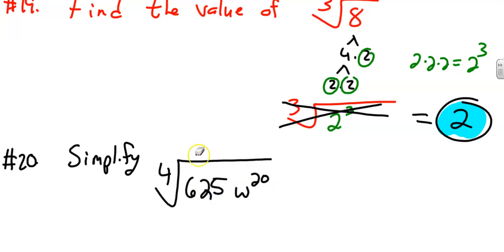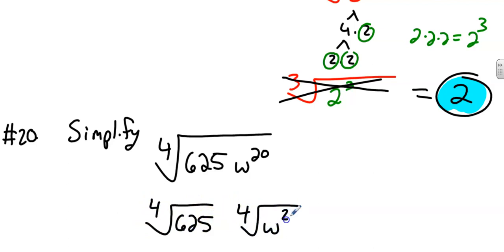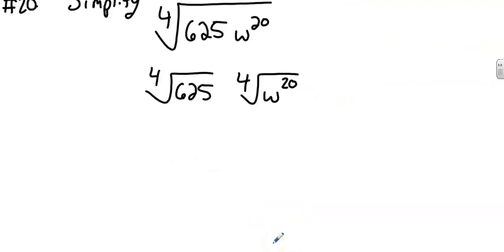Okay, number 20 says to simplify the fourth root of 625 w to the 20. And when you have variables and whole numbers, you can basically split that up into 2 parts. So we got the fourth root of 625, we've got the fourth root of w to the 20. And from there, just do the 2 parts, and at the end, come back and put your 2 answers together.